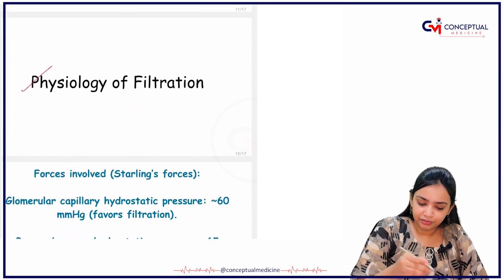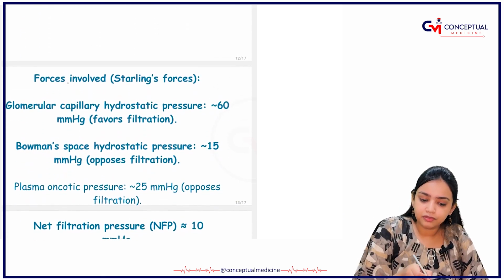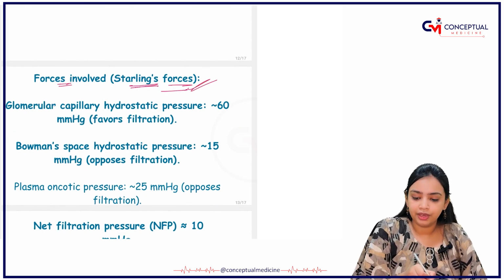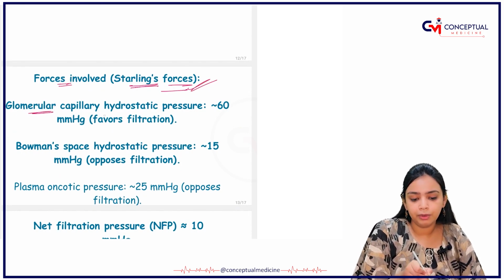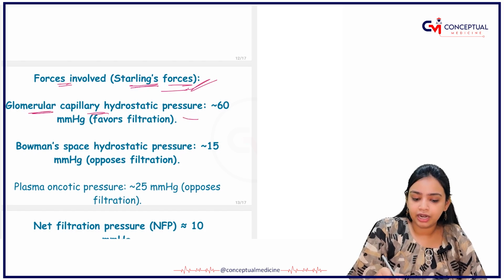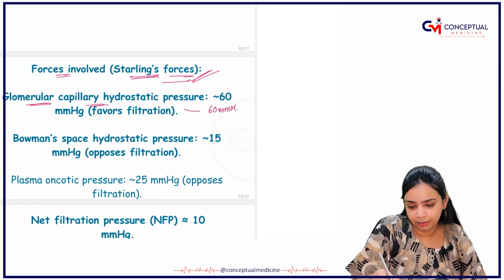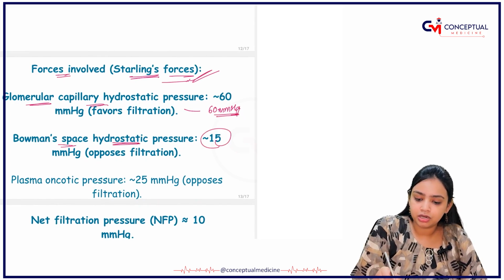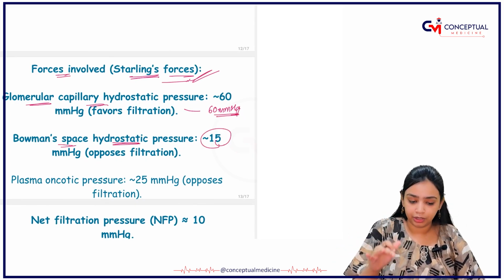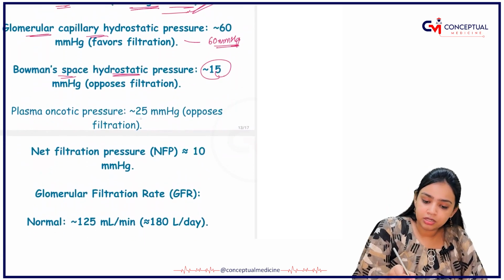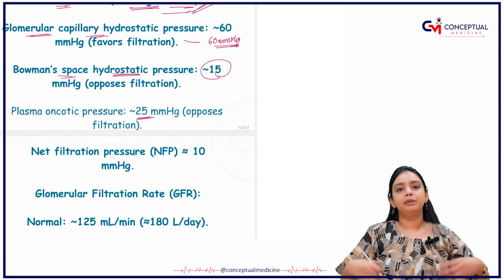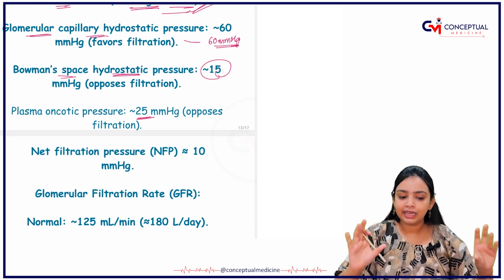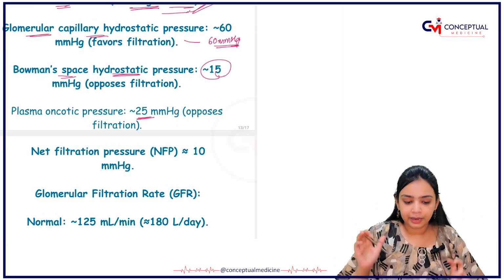What is the physiology of filtration? The forces involved are called the Starling forces, right? Here in the Starling forces, the glomerular capillary hydrostatic pressure is approximately 60 millimeters of mercury, and the Bowman space hydrostatic pressure is around 15 millimeters of mercury. Plasma oncotic pressure is around 25 millimeters of mercury. So it has to be in that range to maintain filtration.